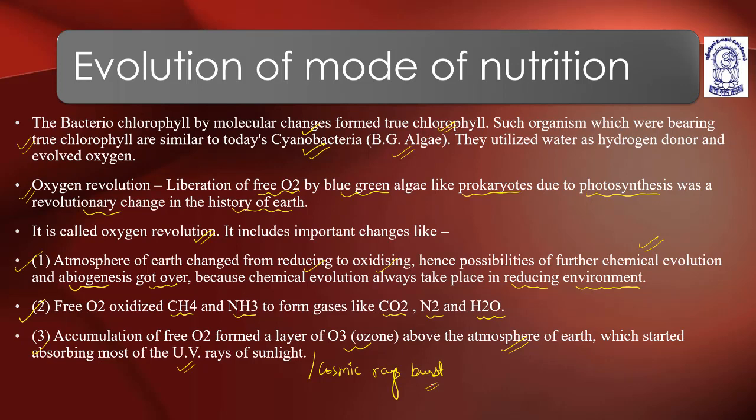Right here till here only chemicals are evolving. Organisms are not evolving, or their evolution was very slow. Now the chemicals are going to form certain substances which are very essential for the formation of the complex forms of life. So free O2 oxidized CH4, ammonia to form nitrogen gas, CO2 gas, water. And accumulation of free O2 in the form of ozone above the atmosphere of the Earth started to absorb UV radiations of sunlight and cosmic rays.